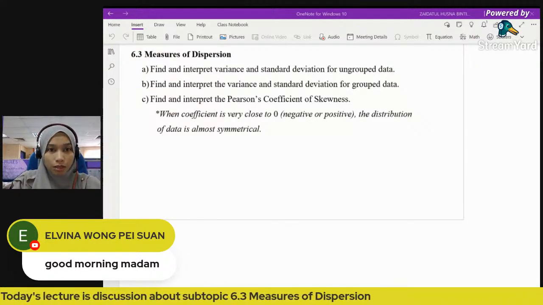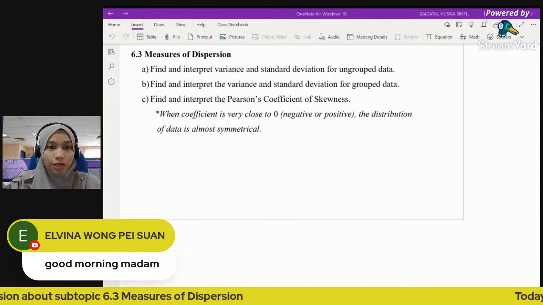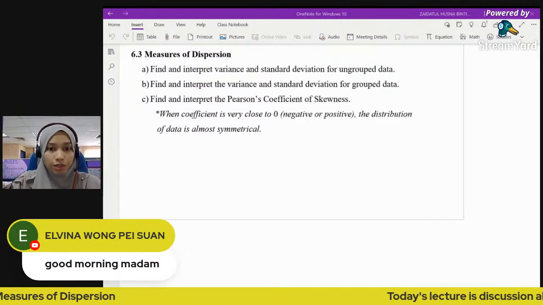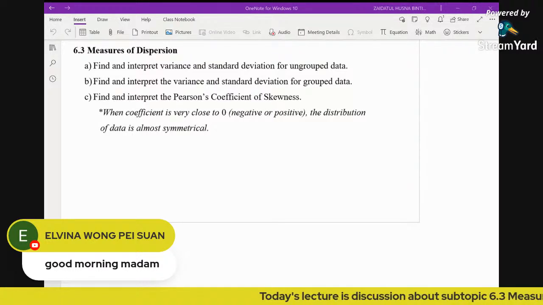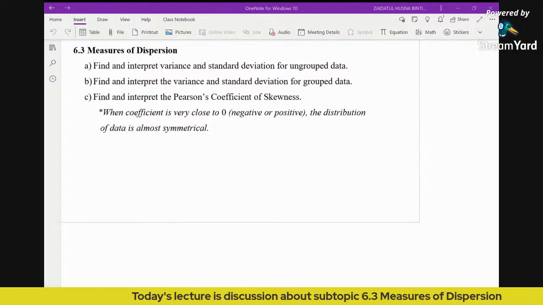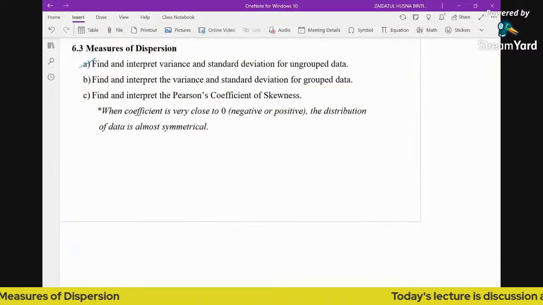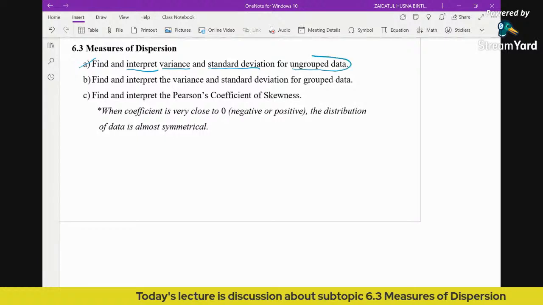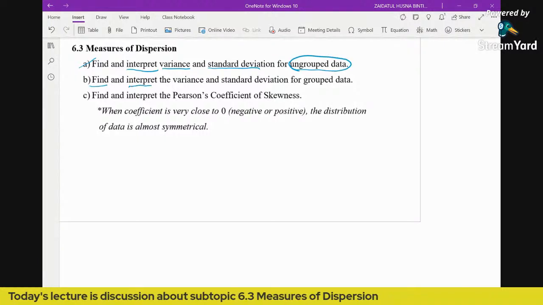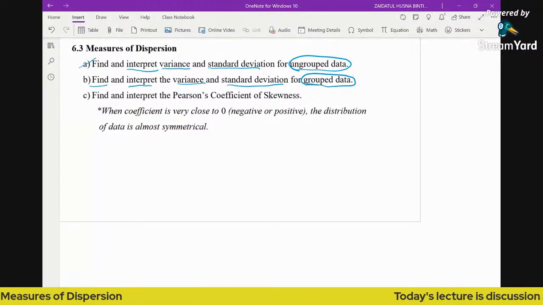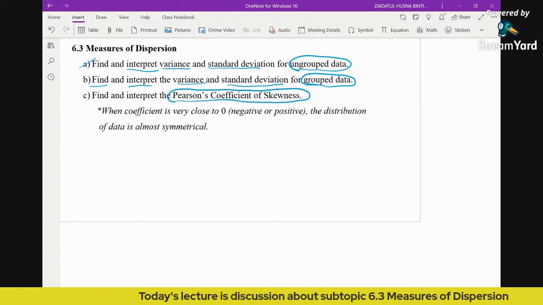Okay, so today we will discuss 6.3, measures of dispersion. Let me share screen with you. So you can see here, measures of dispersion. We will cover these 3 learning outcomes. We are going to find and interpret variance and standard deviation for ungrouped data, and we are going to find and interpret the variance and standard deviation for grouped data. And we are going to find and interpret the Pearson's coefficient of skewness with this remark here.